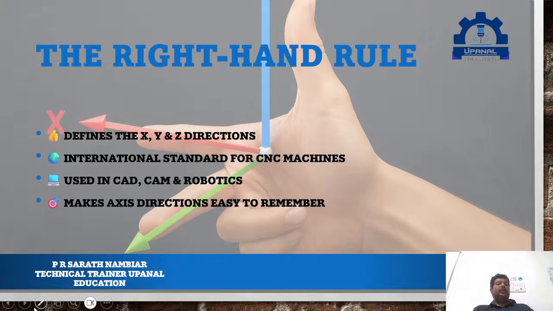So whenever you are unsure about axis directions, you don't need to memorize them. Simply raise your right hand and let your fingers guide you. It's one of the easiest and most reliable ways to remember the directions of the X, Y, and Z axis.